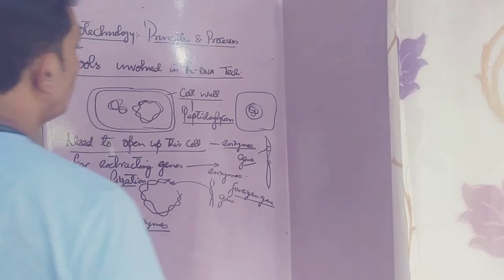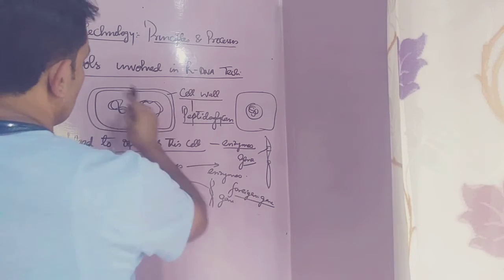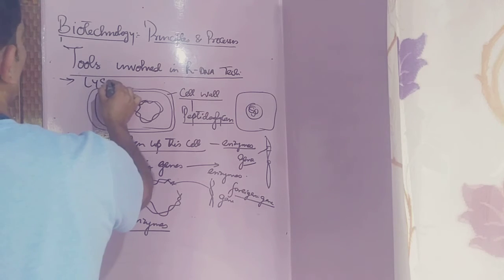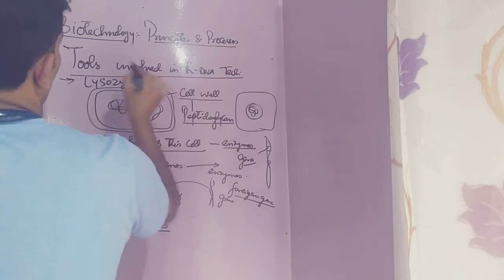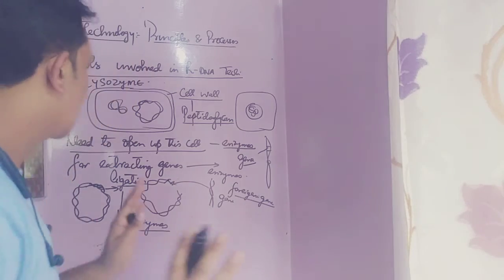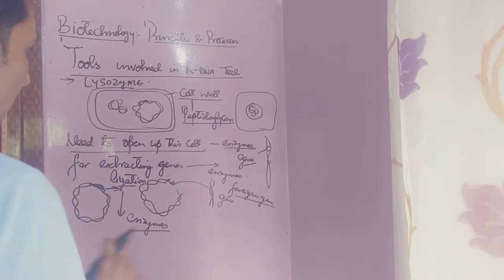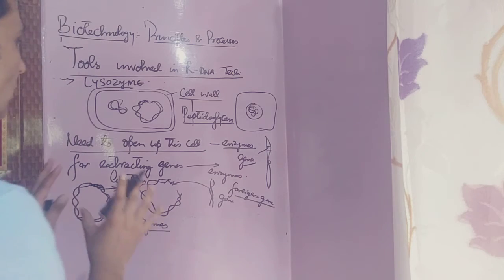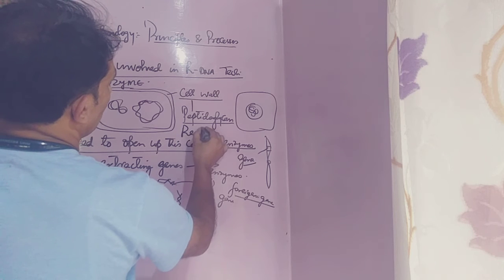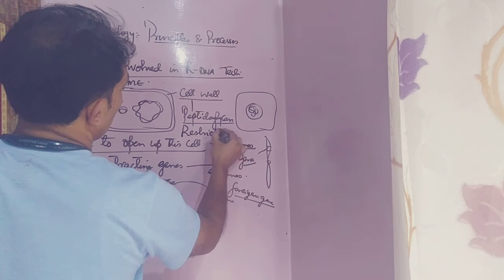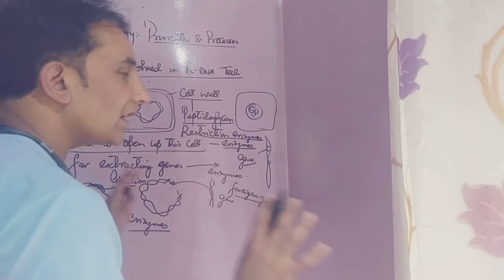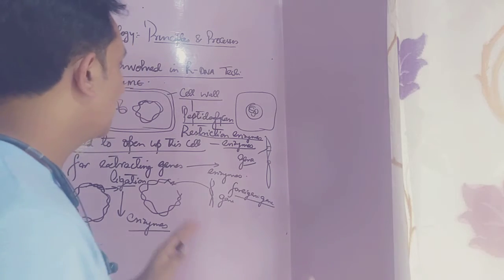For example, if we need to open up the bacterial cell, we need a type of enzyme which we call lysozyme. Lysozyme is used to dissolve the bacterial cell wall so that the bacterial cell opens out and we can extract the DNA from it. Similarly, then we need to cut the DNA. For cutting the DNA, we need enzymes which we call the restriction enzymes. Then there are different categories of restriction enzymes which we shall be discussing later on in detail.